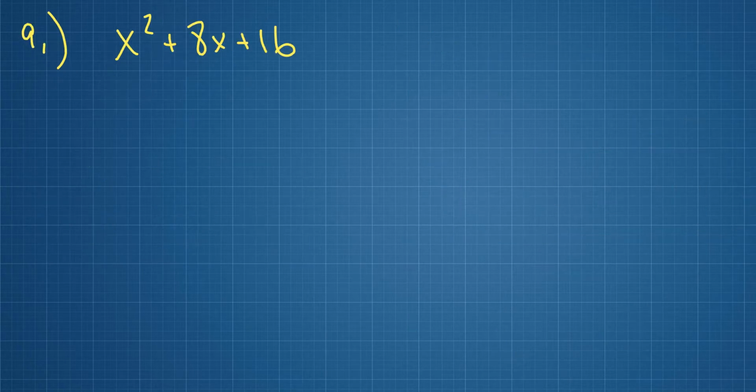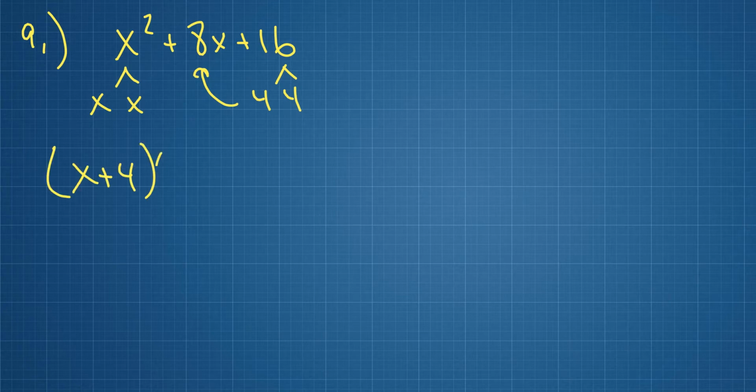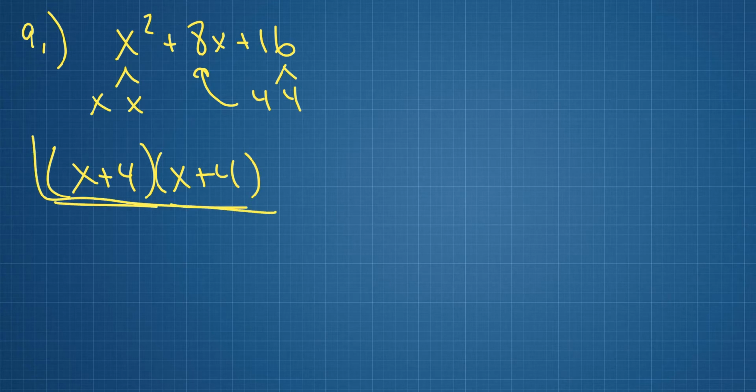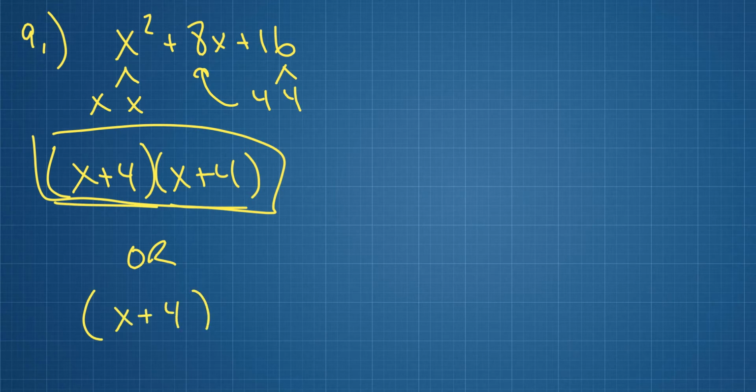All right, number 9, x squared plus 8x plus 16. Remember, it begins with a perfect square, x and x. It ends with a perfect square, 4 and 4. I'm going to try the square roots first. Remember, 4 plus 4 adds up to be 8. So it is x plus 4, x plus 4. Remember, those match, so this could be your answer. I will take that for full credit. Or you could put x plus 4 squared. And that's it for number 9.